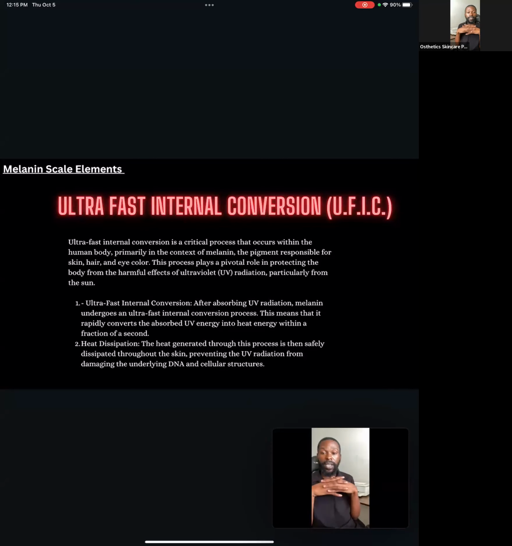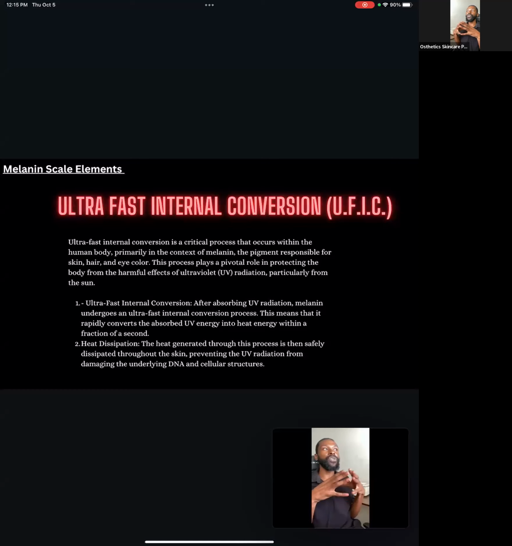sun. So after absorbing UV radiation, the melanin undergoes an ultra-fast internal conversion process, which means that it rapidly converts it. I mean, it's not even a second that it takes for this to take place. So let's say these keys were UVA and UVB rays. Once this makes contact with the melanocytes, they come in as one thing and come out as a completely different thing, which is heat. And that is the very reason why individuals with eumelanin in their skin get hyperpigmentation.